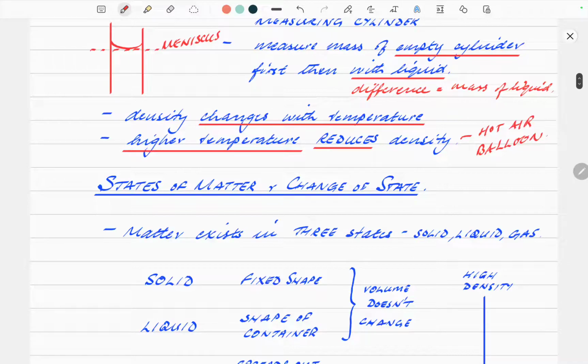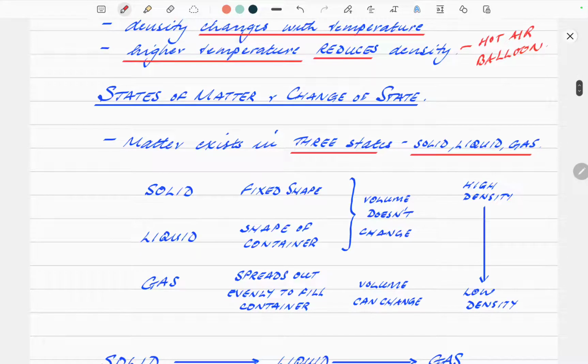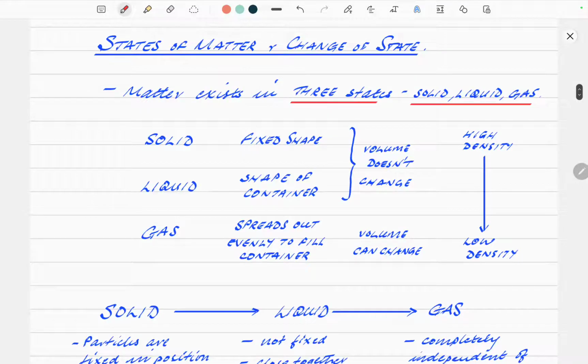States of matter and change of state. Now, matter exists in three states: solid, liquid, and gas, as we all know. There is a fourth one called plasma, but you don't need that for GCSE, so we're not going to go there in this video at least. Here's a short summary of what's going on with the three.